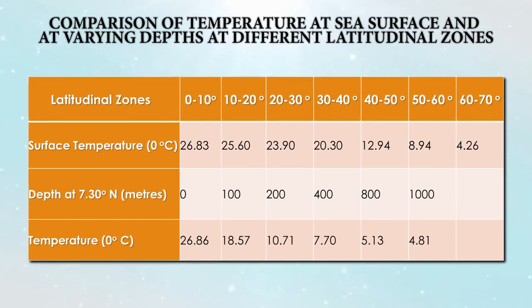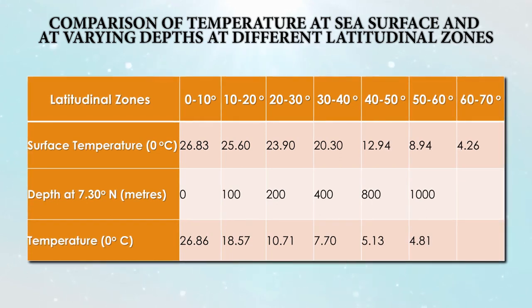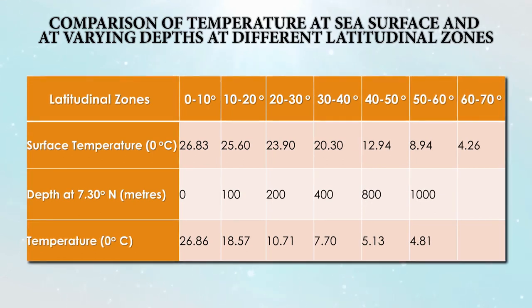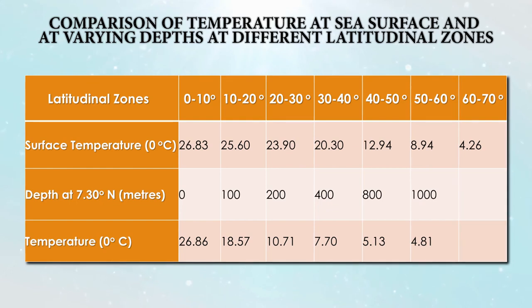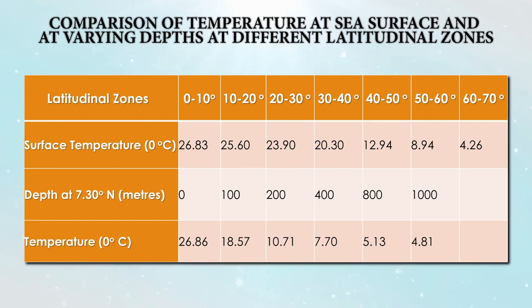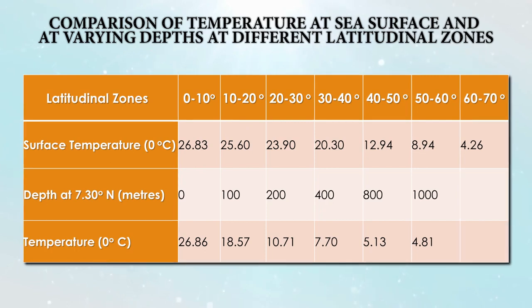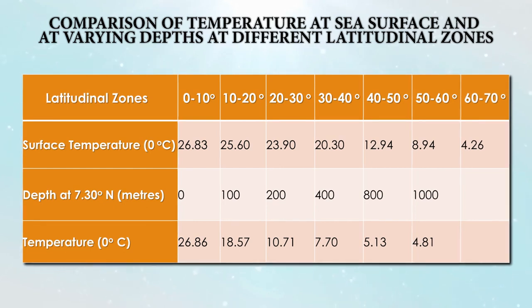And this also varies as we move from the equator towards the poles, because the rate of decrease is higher along the equatorial belt. The vertical decrease of temperature is higher along the equatorial belt compared to the poles, because as we move from the equator towards the poles, in this table you see the temperature of the surface water is also decreased to 4.26 degree centigrade. So the temperature at greater depths also becomes almost equal to the surface temperature at higher latitudes.